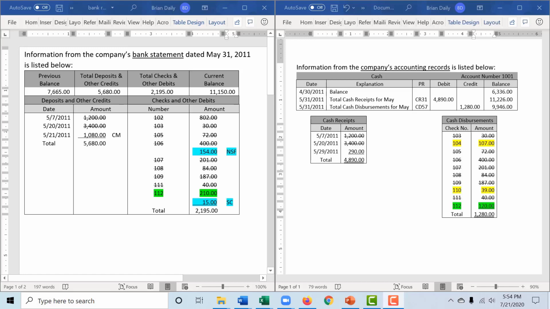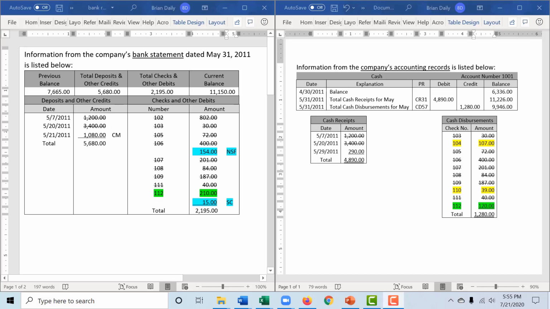Alright, welcome back. As you can see on the screen, I have crossed off all of the checks where the check number and the amount matched in both sets of records. You will also see that I identified two outstanding checks, numbers 104 and number 110, which I highlighted in yellow. Remember that these checks are considered to be outstanding because they appear in the company's records but are not listed on the bank statement. Also, you may have noticed that check number 112, highlighted in green, appears in both sets of records but the amounts don't match, which indicates that there is an error with this check, which we will look into in a moment.